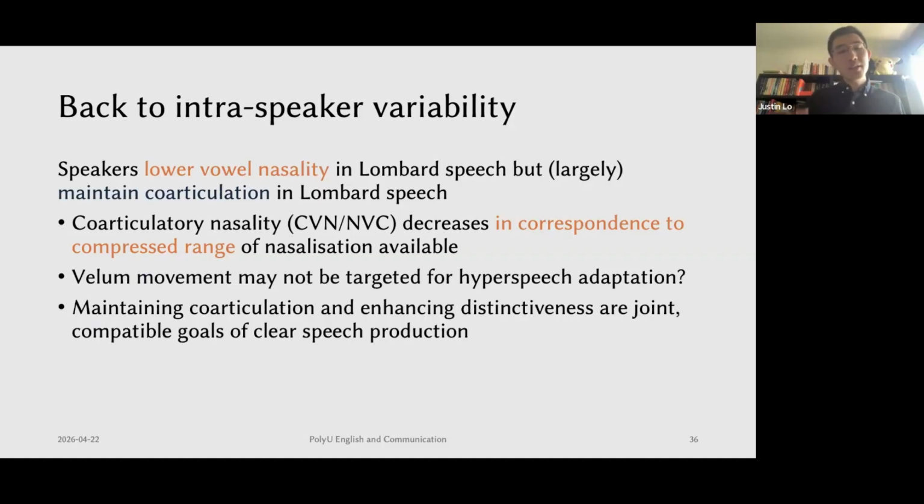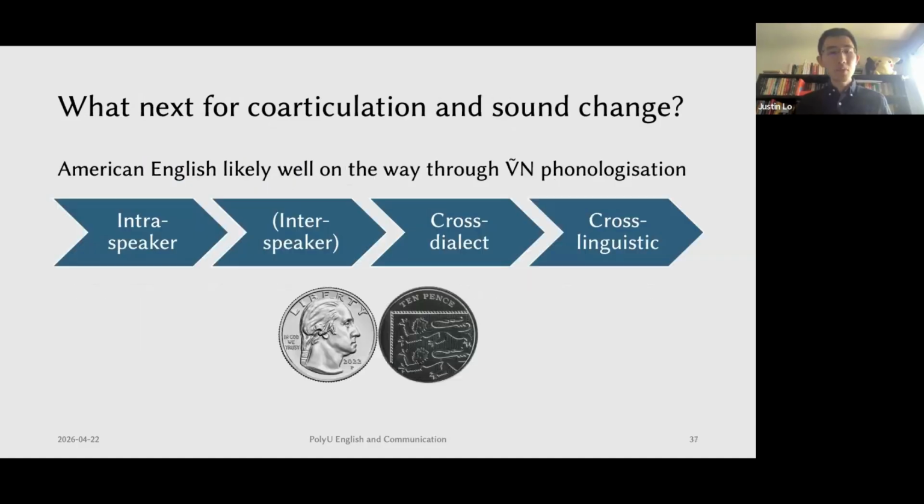So it may suggest that maintaining coarticulation and enhancing distinctiveness are not separate goals, but joint compatible goals of clear speech production that speakers are navigating around.